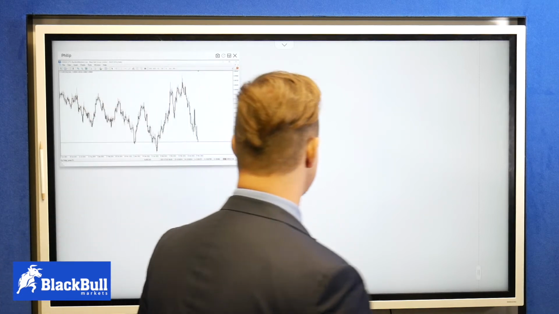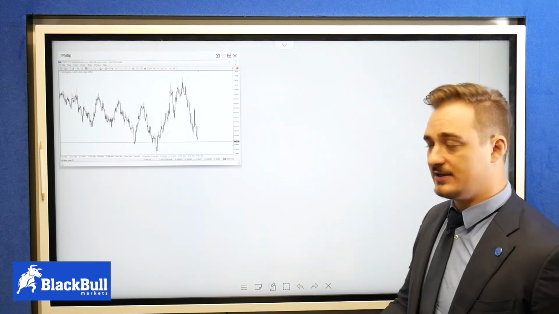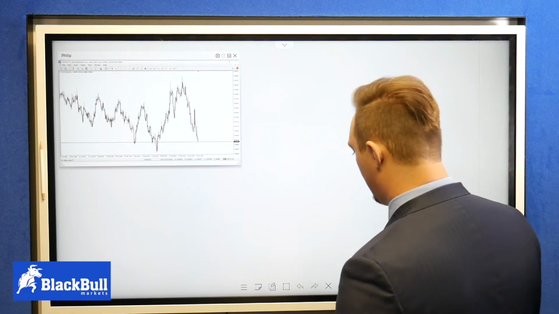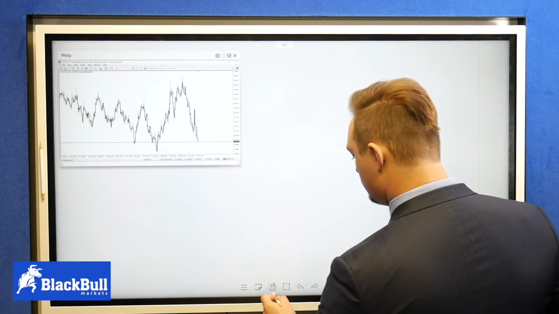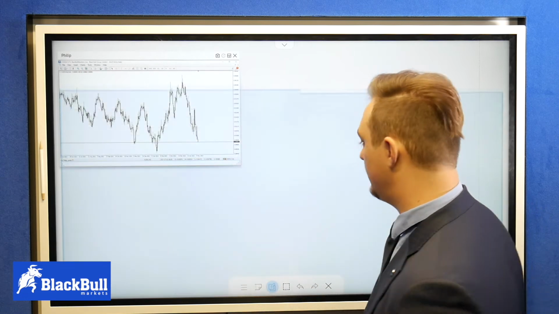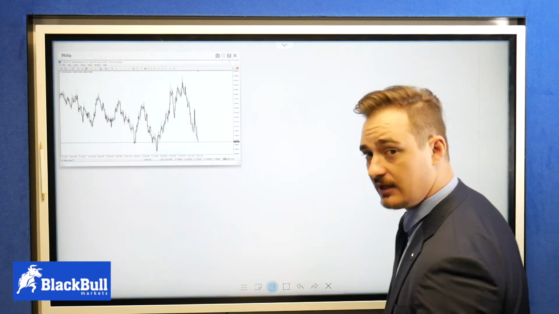So those are sort of the ways I use a trend line, and obviously, guys, I just want to quickly cover, if I didn't make it very clear, how to trade normal trend line trades.